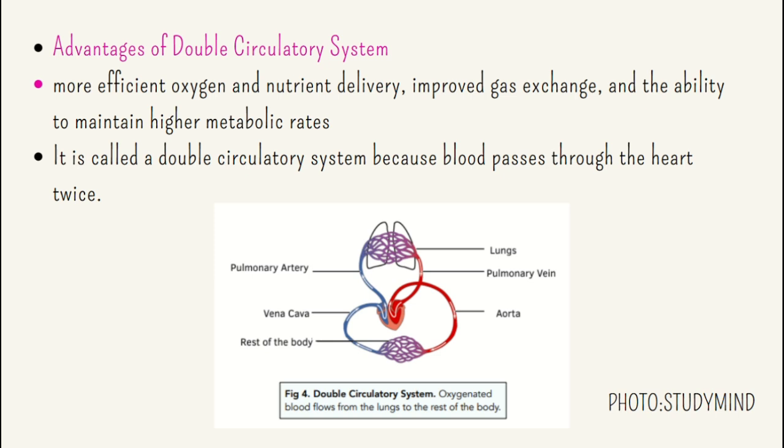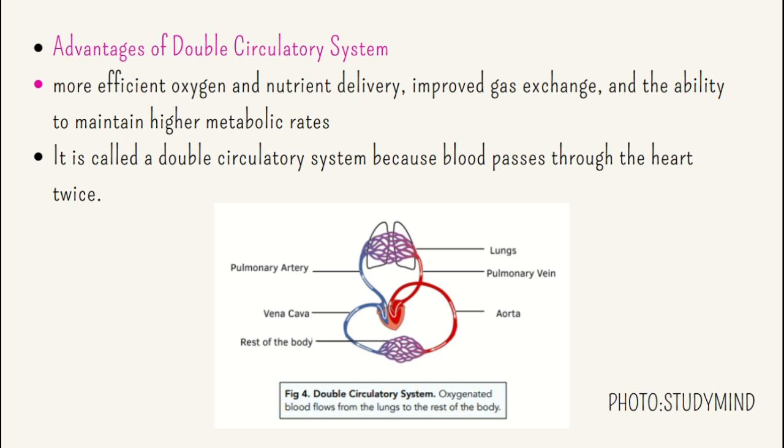So we said before that as humans we have a double circulatory system, right? And we said that blood passes through the heart twice. That is what we said. Now, why is it so advantageous to have a double circulatory system? More oxygen and nutrient delivery, improved gas exchange, and the ability to maintain higher metabolic rates. So with all that physical activity, running up and down, it works out. And as I said before, because of the size of our bodies, we need this double circulatory system. The blood cannot pass through the heart just once to sustain the body.